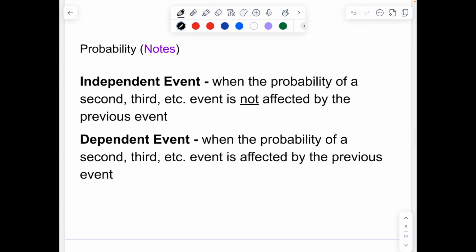In probability, we also have an independent event and a dependent event. An independent event is when the probability of a second, third, etc. event is not affected by the previous event. We will go into more examples in just a moment. A dependent event, on the other hand, is when the probability of a second, third, etc. event is affected by the previous event. Again, we will go through more examples in just a moment.